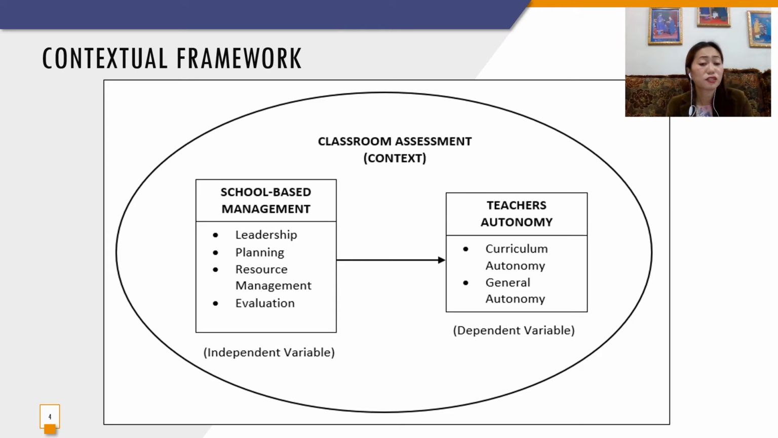So this is the contextual framework in this study. The independent variable, school-based management, consists of 4 dimensions: leadership, planning, resource management, and evaluation. And the dependent variable in the study is teacher autonomy, which consists of 2 dimensions, curriculum autonomy and general autonomy. Both variables are examined in the classroom assessment context.